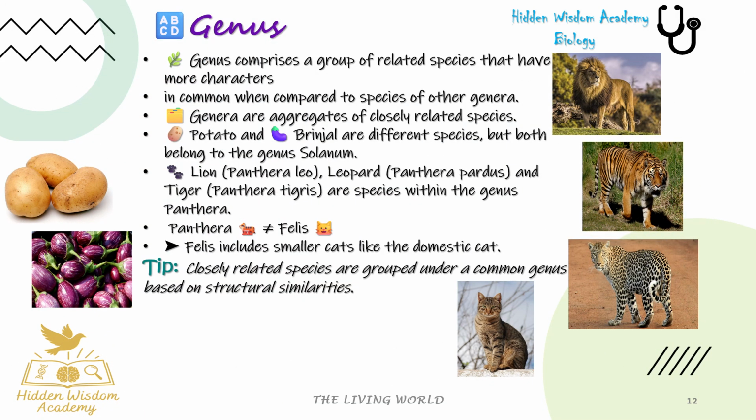Genus. A genus comprises a group of related species that have more characters in common when compared to species of other genera. Genera are aggregates of closely related species. Potato and brinjal are different species, but both belong to the genus Solanum. Similarly, lion, Panthera leo, leopard, Panthera pardus, and tiger, Panthera tigris, are species within the genus Panthera.